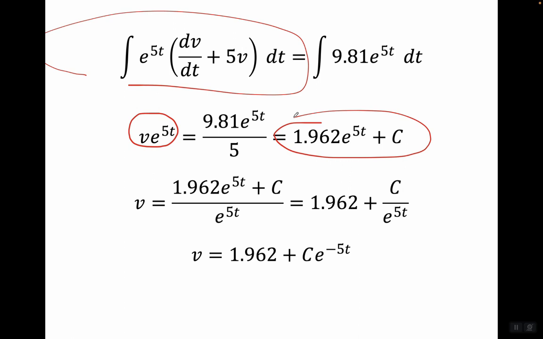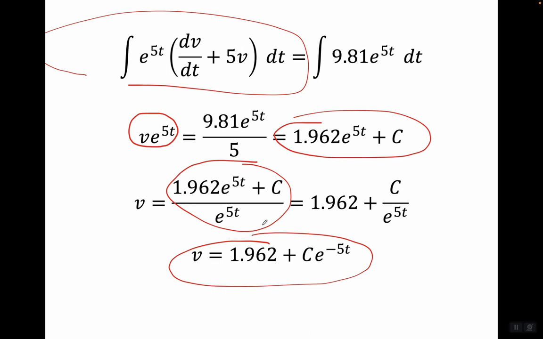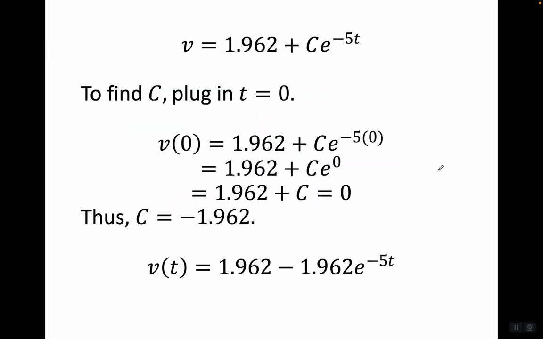Let's divide both sides by e to the 5t. We end up with this. The e to the 5t's cancel, and we're just left with v equals 1.962 plus c over e to the 5t, or simply 1.962 plus c e to the negative 5t.